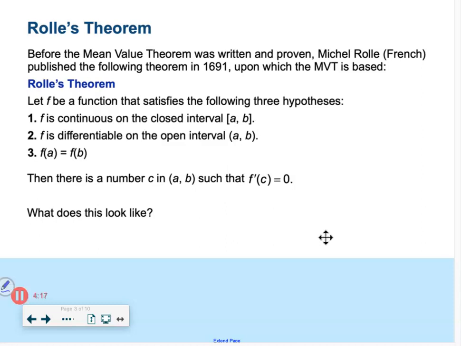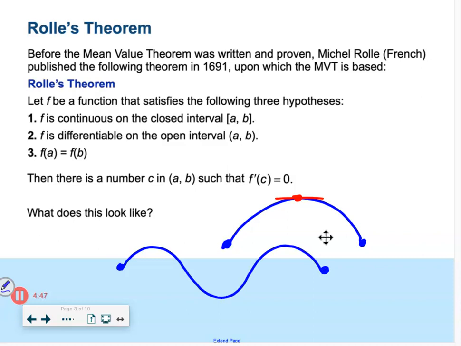All right, so what does this look like? So if I have a curve and I get from A to B, and my y value at A and my y value at B are the same, and the curve is smooth and connected, then there has to be at least one spot on the curve where the slope is 0. Now there can be more than one, right? If I have this curve, pretend those are the same y values. So as long as my endpoints have the same y values, there has to be at least one spot where the slope is 0. There can be more, but there has to be at least one. Does that make sense? That's what Rolles' theorem says.